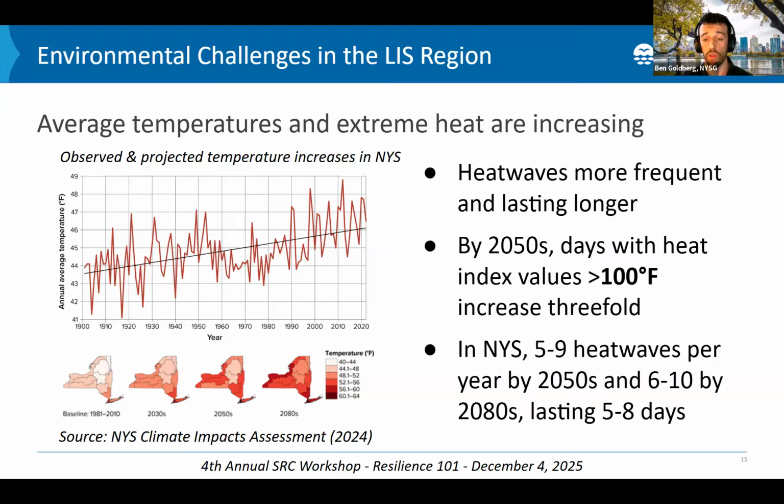The maps just below that show projected temperature increases for New York State. The numbers are probably too small to read, but if we look back to the original source, you can see that temperatures are projected to rise in our region by up to 6 degrees by the 2050s and up to 10 degrees on average by the 2080s. That's an annual average, and that is quite substantial. It's worth noting that heat is the deadliest disaster both for the country and in New York State, so it's something we definitely need to take seriously and plan for.